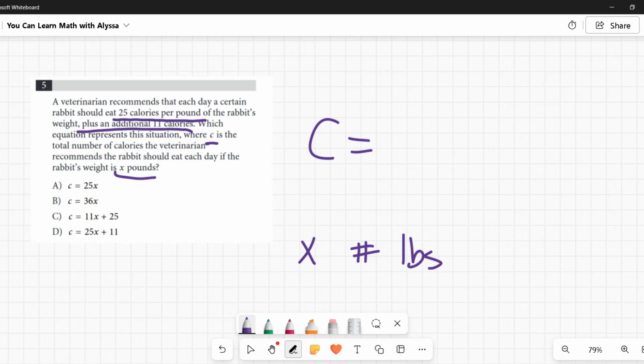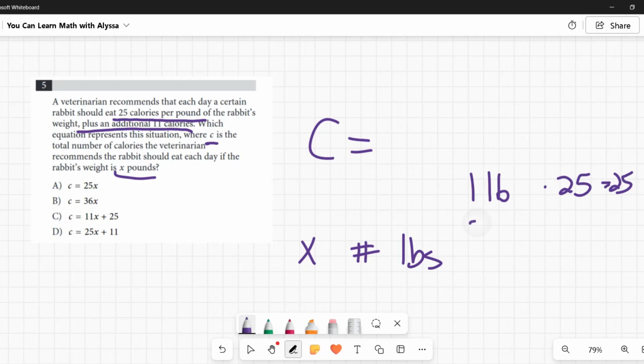And this can be something where using real numbers can make it easier to see. So if it's 25 calories per pound, how many calories is that if the rabbit weighs 1 pound? Well, if it's 25 calories for every pound, I'd say, okay, 1 pound times 25 would be 25.